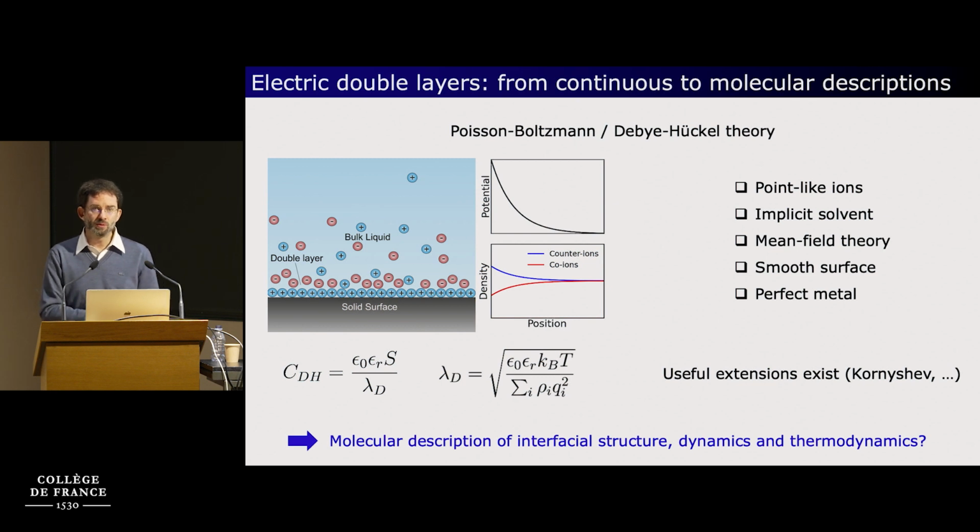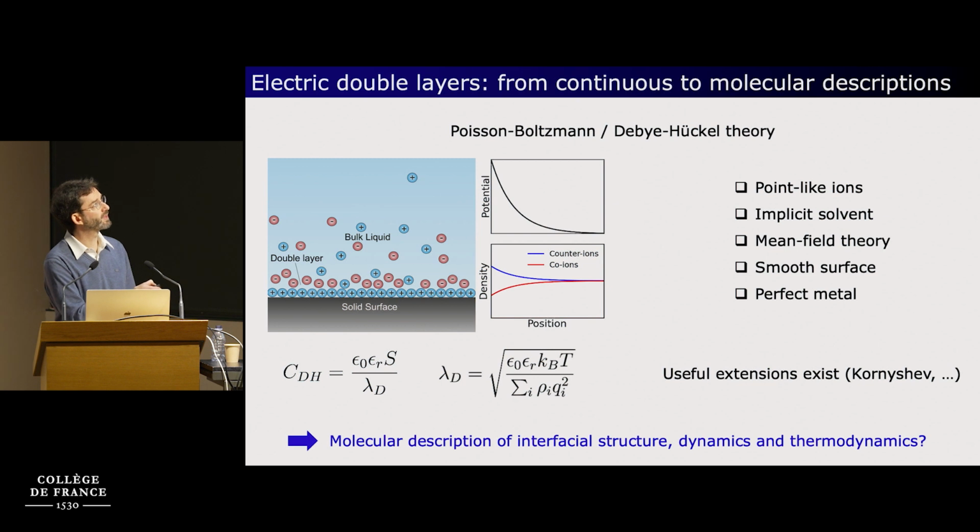So from the modeling point of view, the standard description of charged solid-liquid interfaces is that of an electric double layer. So you have a layer of charges inside the solid and a layer of charge in the liquid that compensates that of the solid. The canonical description, which is already a century old, is the Poisson-Boltzmann or the Debye-Hückel theory. It's based on point-like ions in an implicit solvent. You only consider electrostatic interactions and treat them at the mean-field level. You consider a smooth surface, a perfect metal, and so on. In addition, you consider small potential differences.